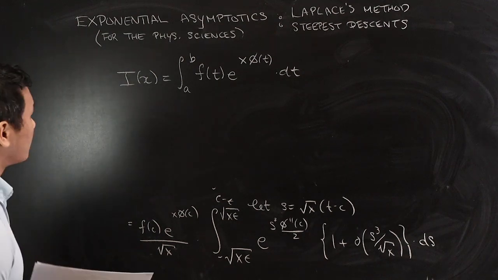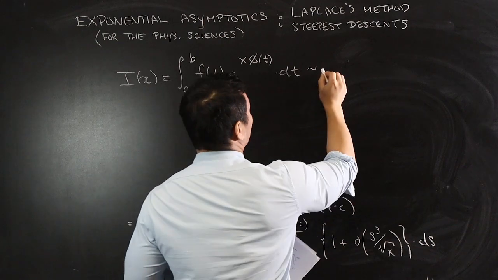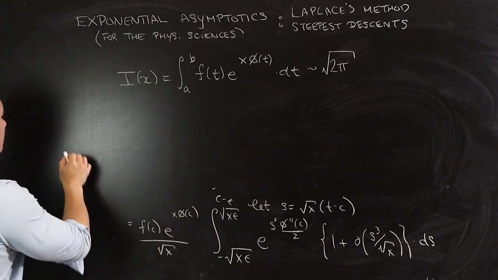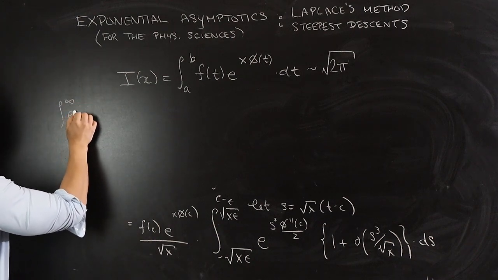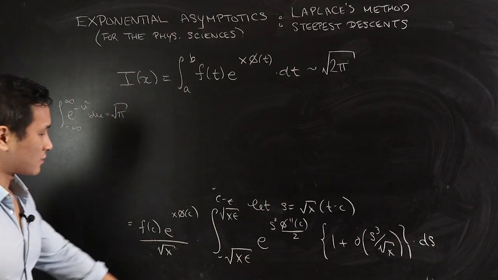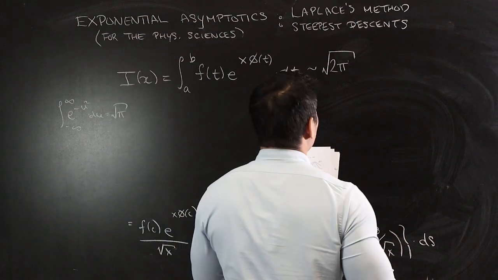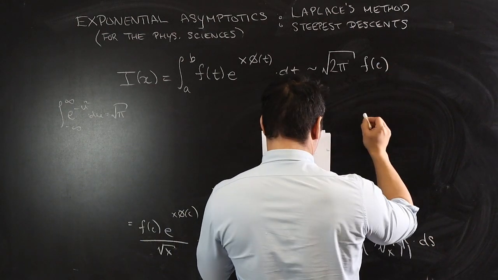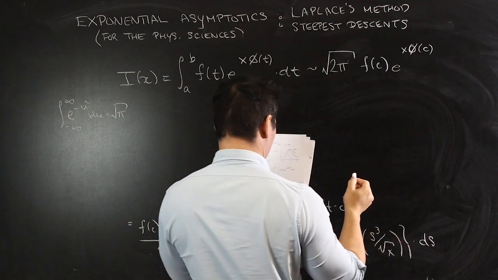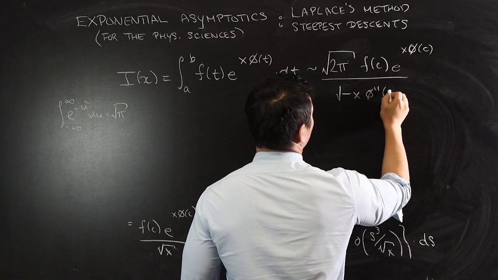The final result is that this is then just twiddles. If you just want the leading order term, you'll have a root 2 pi, so that's from your root pi, since the integral from minus infinity to infinity of e to the minus u squared du is root pi. And then you have factors of 2 here, which becomes the square root of 2. And then multiply by f of c, multiplied by e to the x times phi of c, and then you have a denominator which is root of minus x times phi double prime of c.